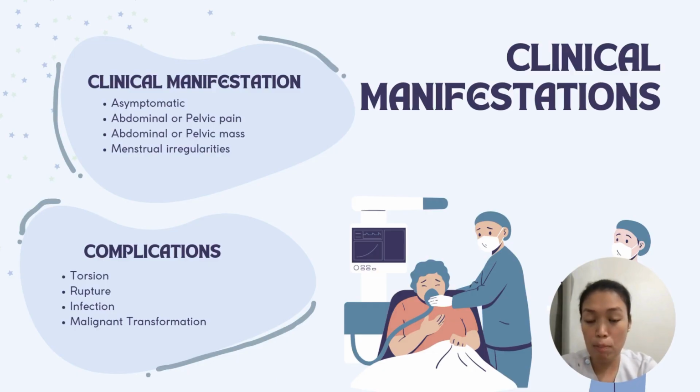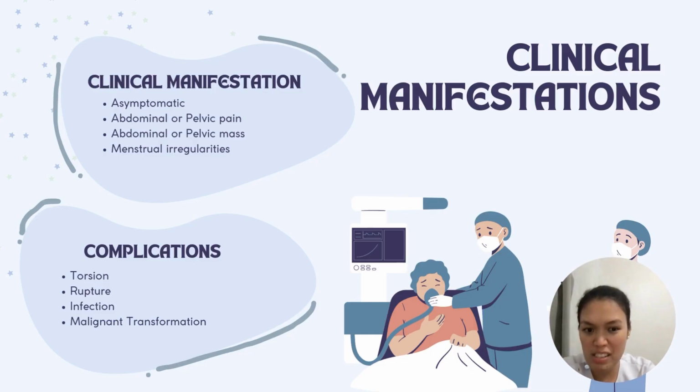Next is abdominal or pelvic pain. The pain is usually mild and due to stretching of the ovarian capsule or pressure effects. Lastly is menstrual irregularities. It is rare, but some women may experience changes in cycle length or flow due to hormonal influence and mechanical pressures on the reproductive organs. Next are the complications or the clinical presentation.